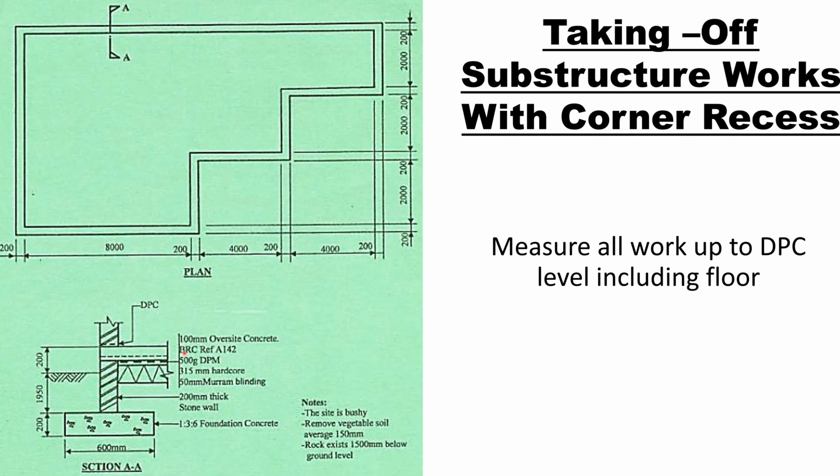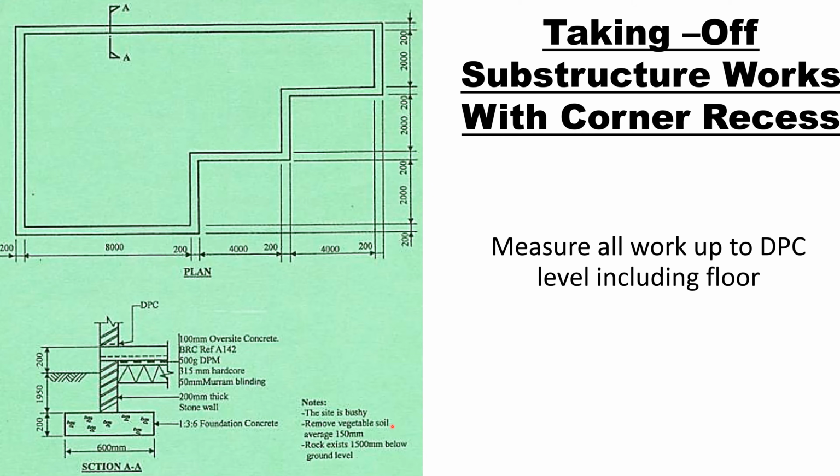Also, we need to study it. We have the 100 millimeters oversite concrete, it's here. Then we have the BRC in the concrete. Then we have the 500 gauge D.P.M. We have the 315 millimeters hardcore, and there's 50 millimeters Murram blinding on the hardcore. Then the wall here is 200 thick stone wall, and the concrete at the bottom is 1:3:6 foundation concrete. The notes say the site is bushy, so you need to clear the site and remove the vegetable soil, which is 150 millimeters. Then we have the rock, which exists 1500 millimeters below the ground.